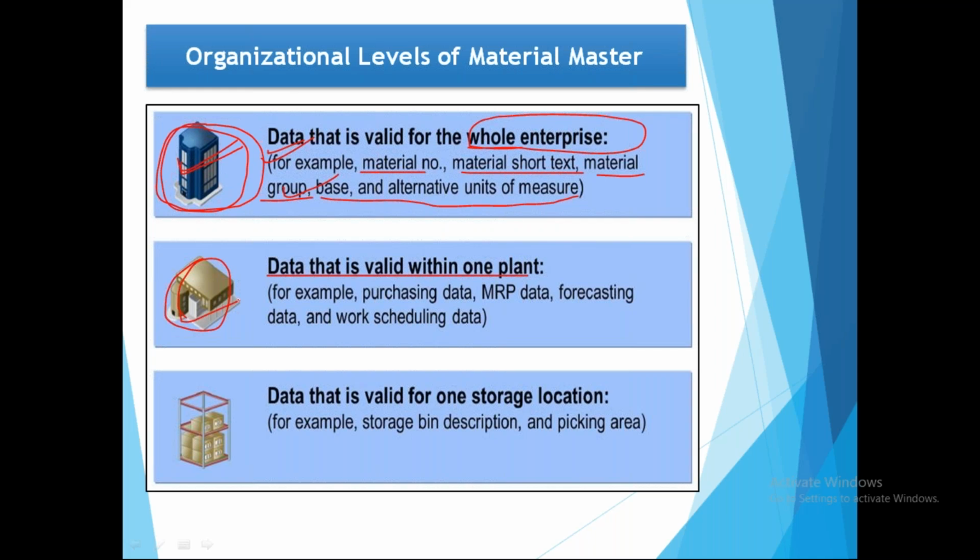Now some data is valid only for one plant, like purchasing data, MRP data, forecasting data, and work scheduling data. It is applicable only for that particular plant. And some data will be applicable only for a particular storage location. That is what is called storage location data. I will show you that.